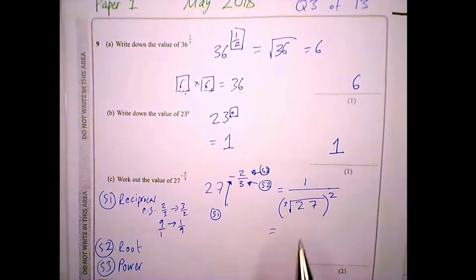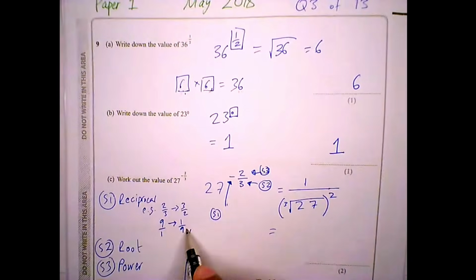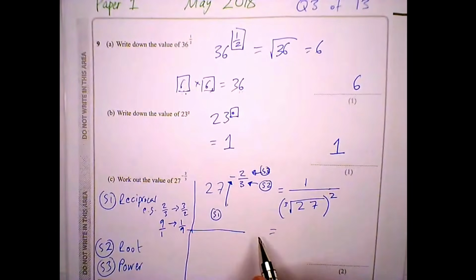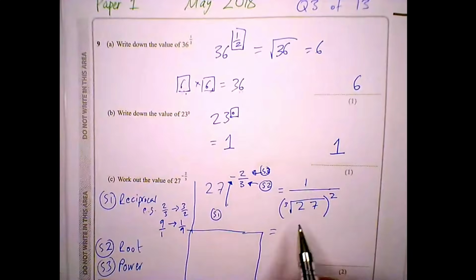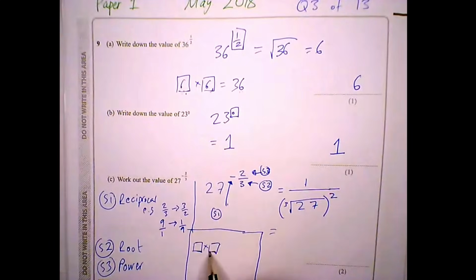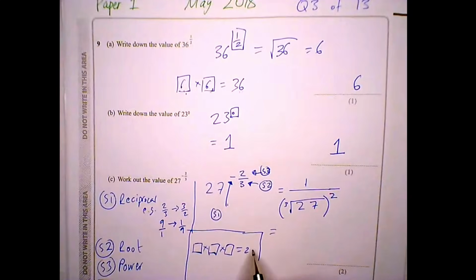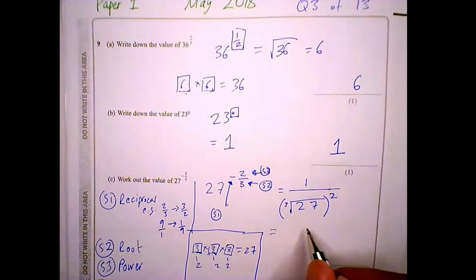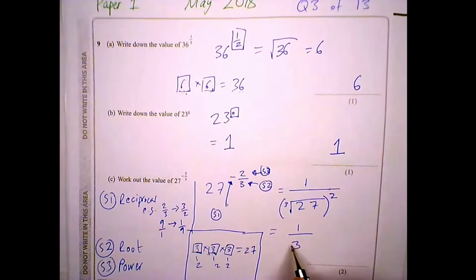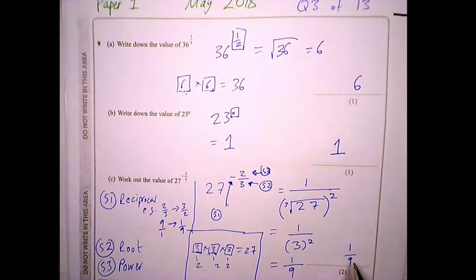And so now I've done my step 1. I can go to step 2, which is the root. So what number multiplied by itself 3 times will give us 27? 1 times 1 times 1, 2 times 2 times 2, and it's 3 times 3 times 3. 3 times 3 is 9, times 3 is 27. So it becomes 1 over 3, and then I square it. So that's just 3 times 3, which is 9. So my final answer is 1 over 9.